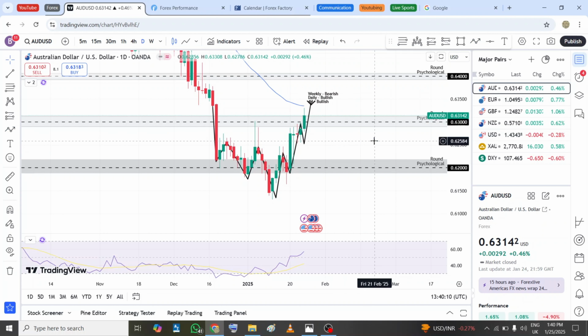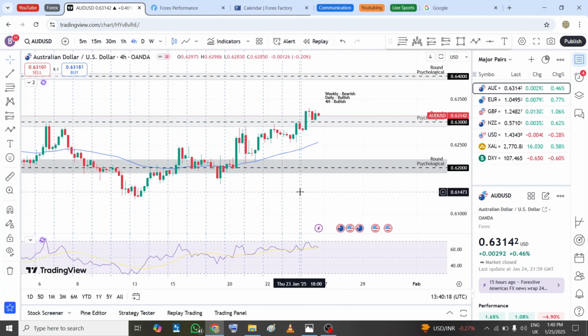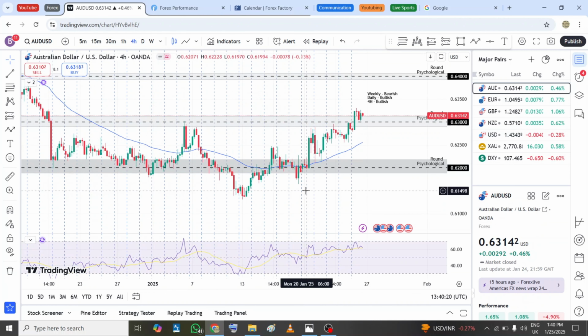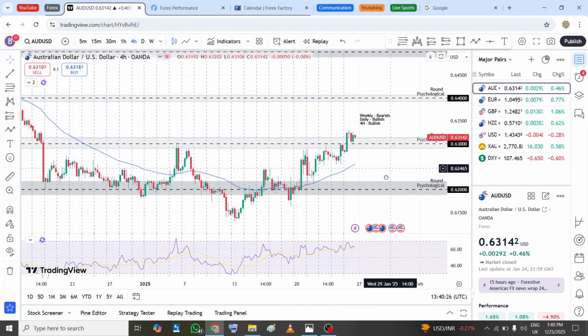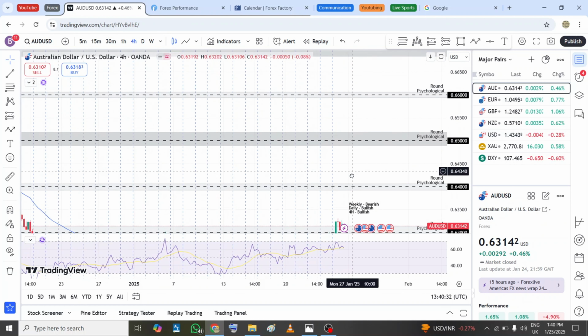So let's go to the 4-hour chart. And you can easily tell that you are bullish here. So with AUD USD, let's say we should be looking for buys, okay? But we just don't buy anywhere. Now, I usually buy at key levels. I don't buy anywhere aside from key levels. That is why I have a lot of them marked here.